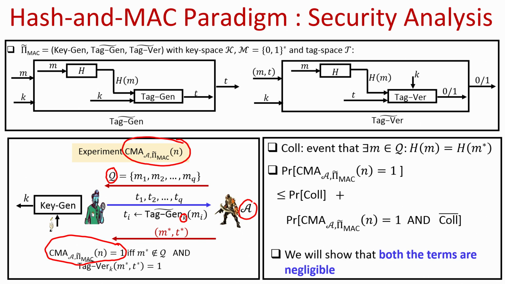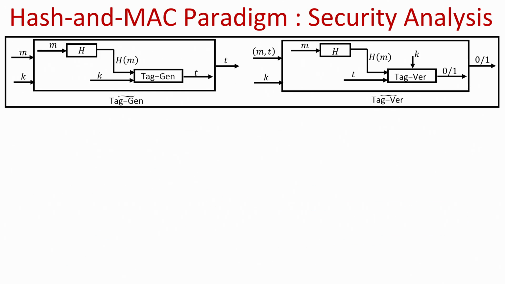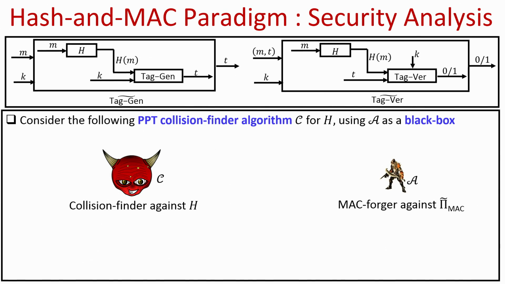And now what we are going to show is that each of these expressions on your right hand side, namely the probability of the event collision happening and the probability that the output of the CMA experiment is 1 and the event collision does not happen, both are negligible functions of your underlying security parameter. So, let us establish these two facts one by one. Both of these facts we are going to establish through a reduction proof.